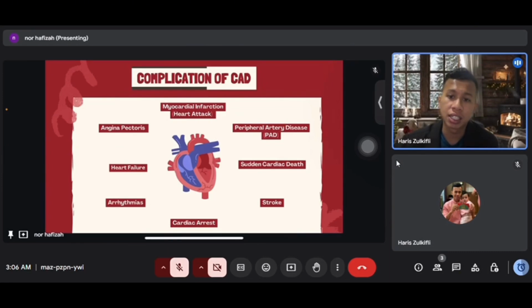And after that is sudden cardiac death, which is a catastrophic event often caused by a severe arrhythmia or a massive heart attack, leading to immediate loss of heart function and death if untreated. And the last one is peripheral artery disease. It's atherosclerosis in the other arteries, for example the legs, and can develop alongside CAD, causing reduced blood flow and leading to pain, ulcers, or gangrene in the affected limbs.